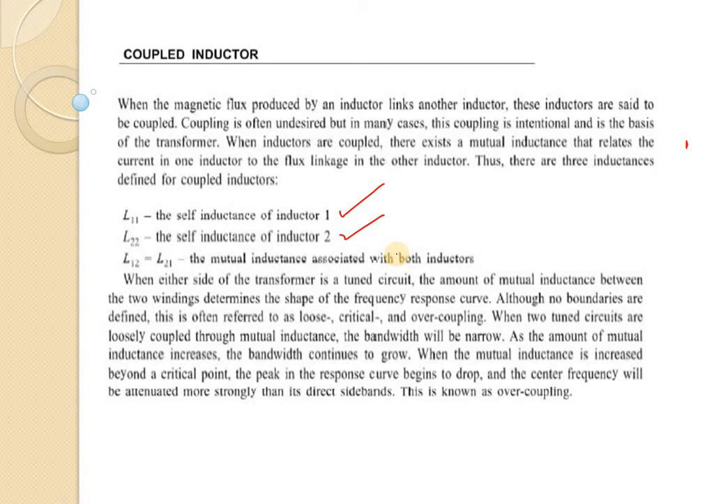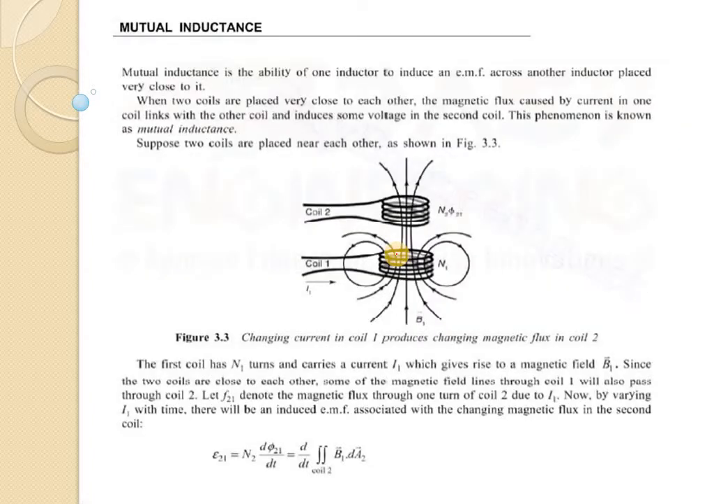So, for coupled inductors, two adjacent inductors are placed nearby, the self-inductance of one coil is L11 and of the other coil is L22, and the mutual inductance associated with both inductors is L12 equals L21. Okay, that is the term we are expressing.